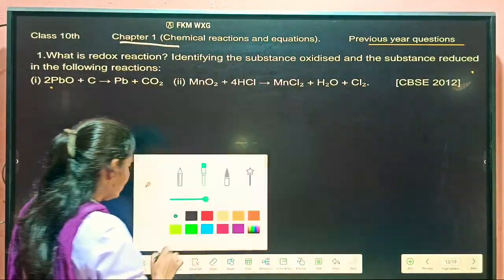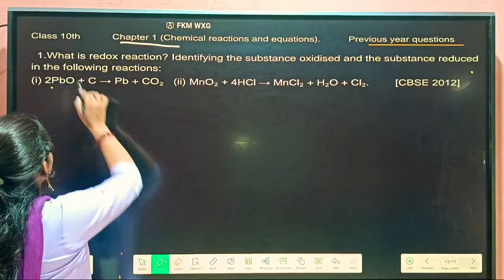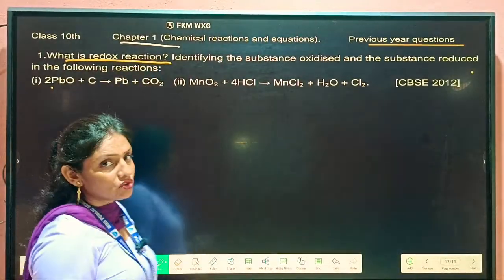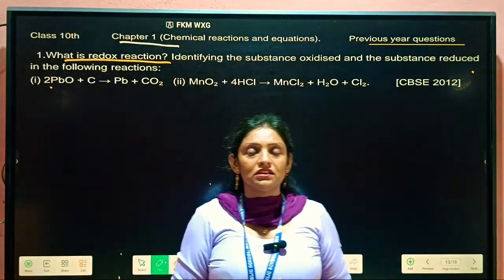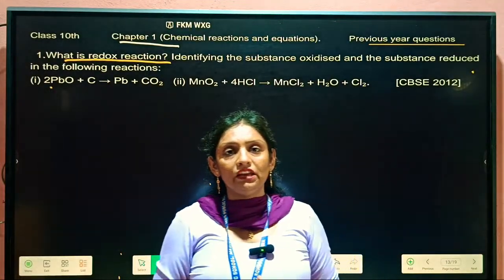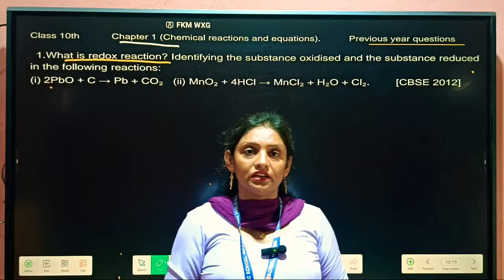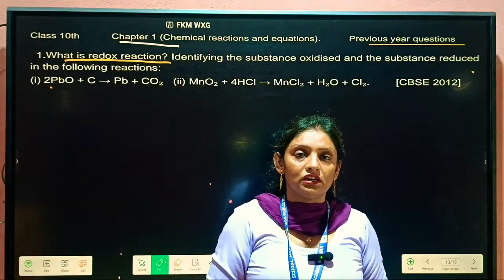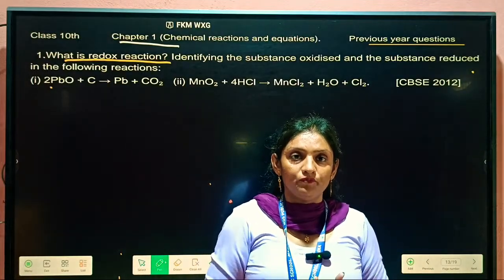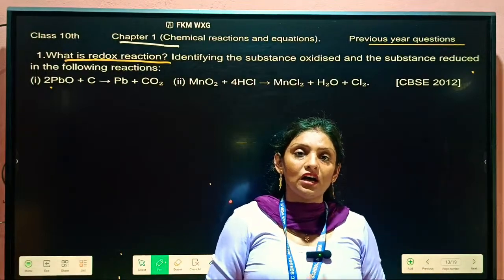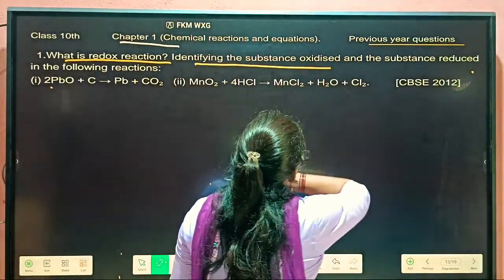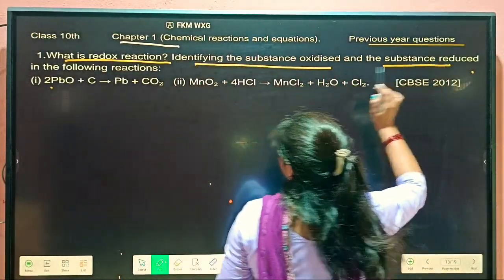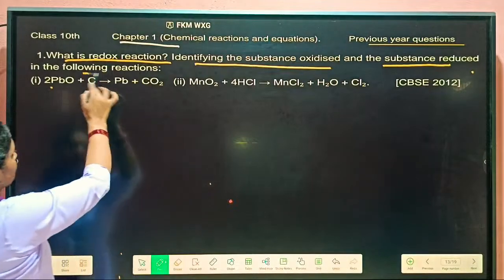Our question number one is, what is a redox reaction? We have already discussed. Redox reactions are those in which oxidation as well as reduction, both processes, take place simultaneously. That type of reaction is known as a redox reaction.